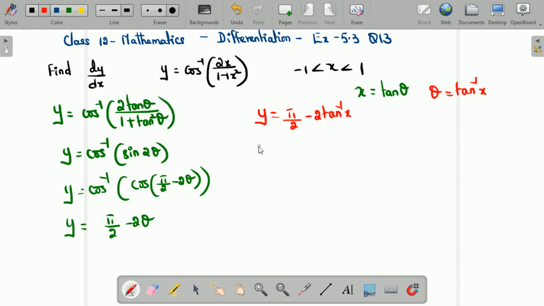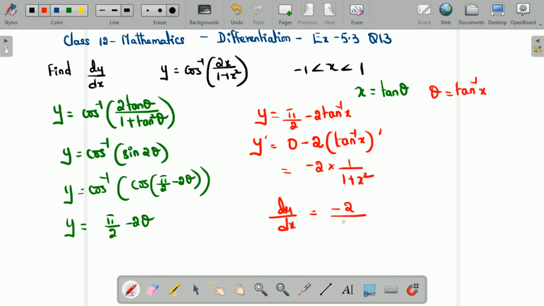So now that we have got this value, let's compute y dash. See, differentiation of pi by 2 is a constant, so it's going to be equal to 0 minus 2 into differentiation of tan inverse of x. So this is minus 2 into differentiation of tan inverse of x, which is 1 by 1 plus x squared. So the final value for dy by dx is minus 2 divided by 1 plus x squared.